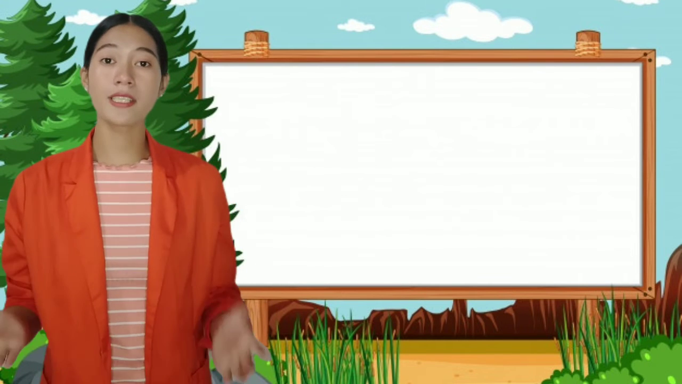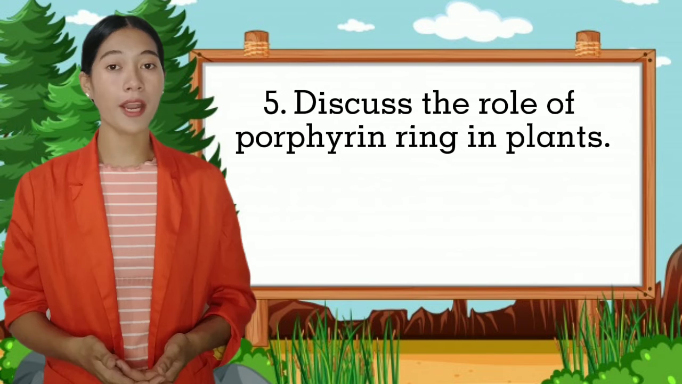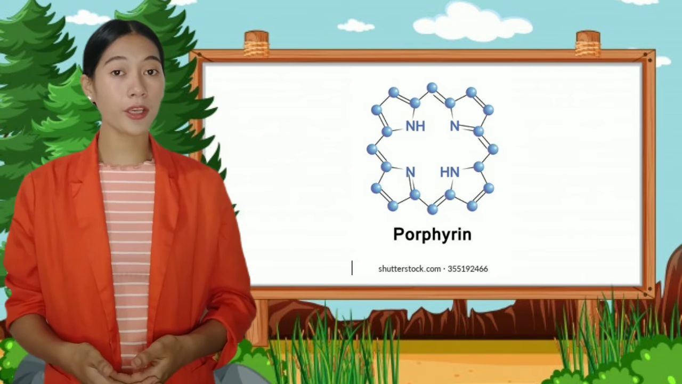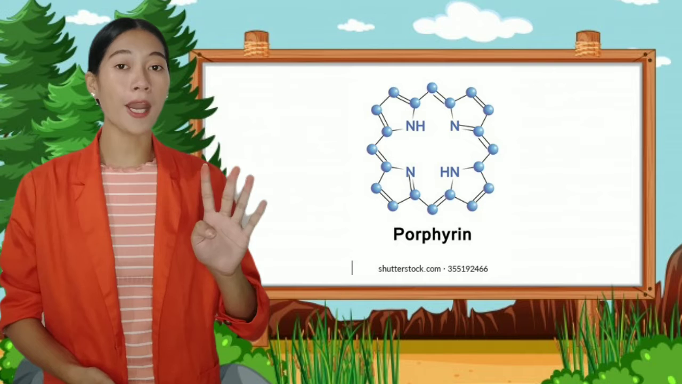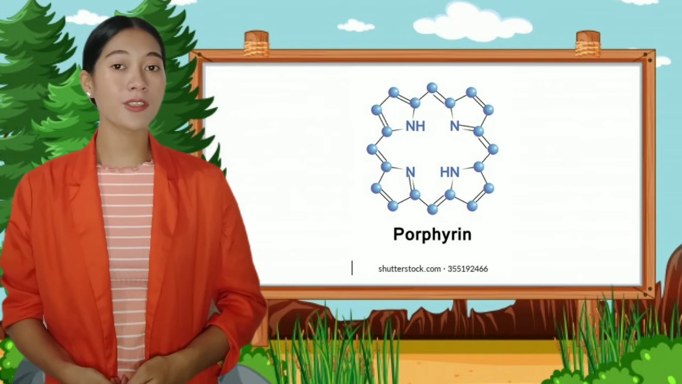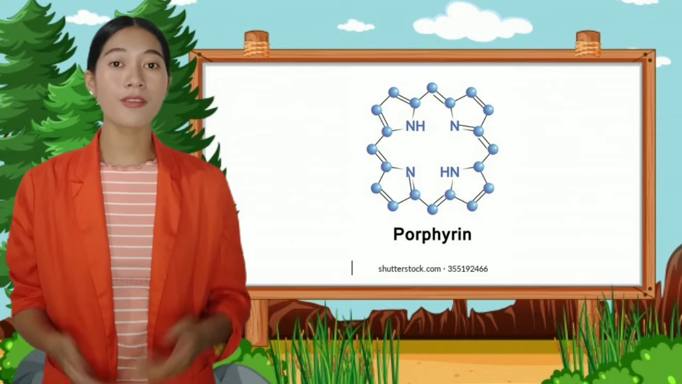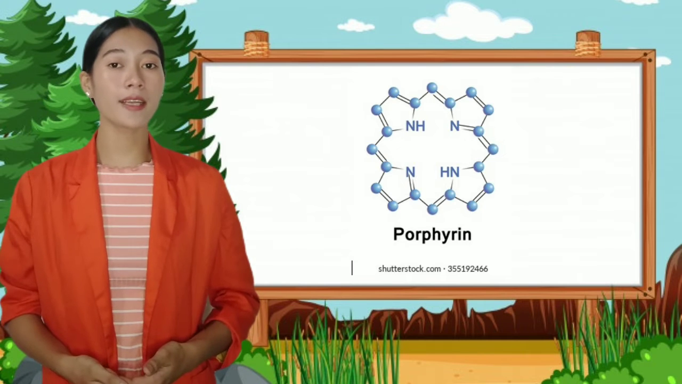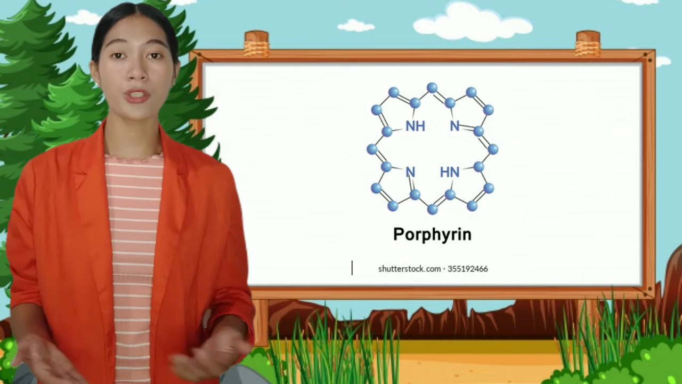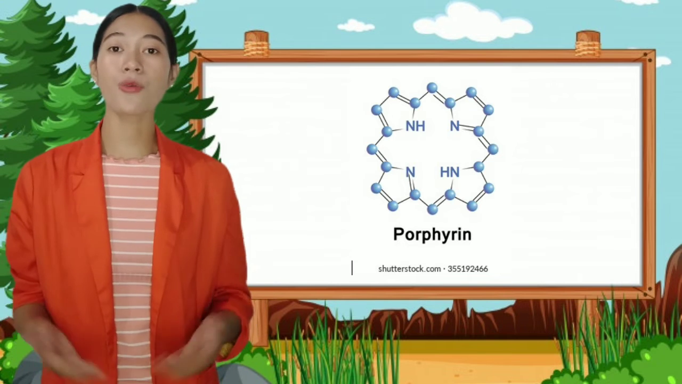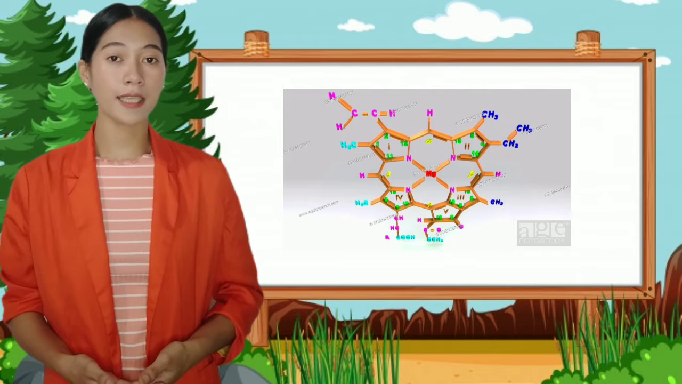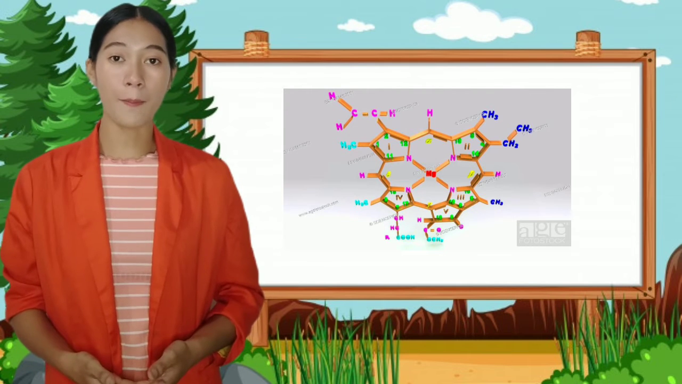Number 5 is discuss the role of porphyrin ring in plants. A porphyrin is a large ring molecule consisting of 4 pyrroles, which are small rings made from 4 carbons and 1 nitrogen. These pyrrole molecules are connected together through a series of single and double bonds, which forms the molecule into a large ring. The technical name for 4 pyrroles connected together is tetrapyrrole.